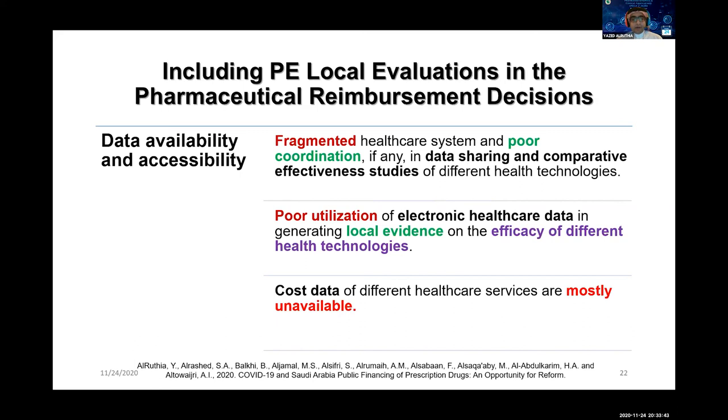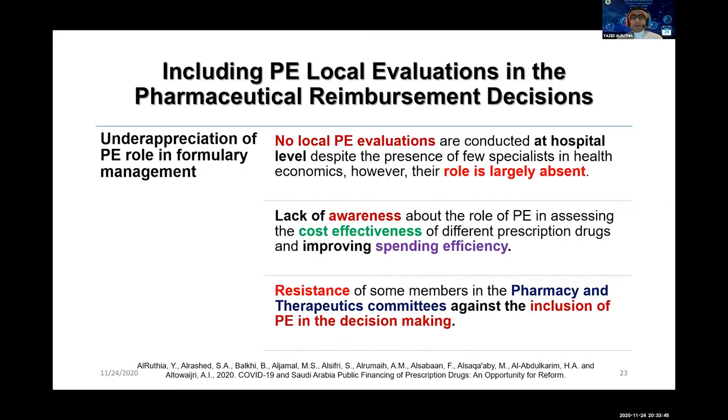Underappreciation of the pharmacoeconomic role on formulary management, no local evaluations are done, and if they are done, they are based on individual initiatives and not at an institutional level or initiative. So their impact and their role is largely absent. Lack of awareness about the role of pharmacoeconomics in assessing different technologies and prescription drugs.